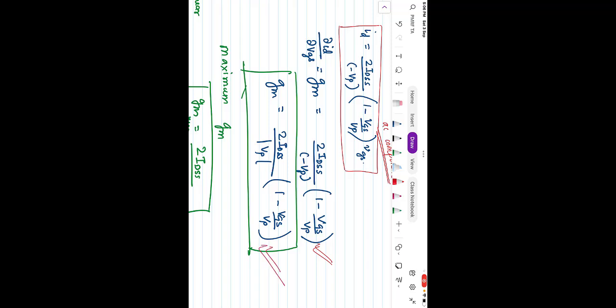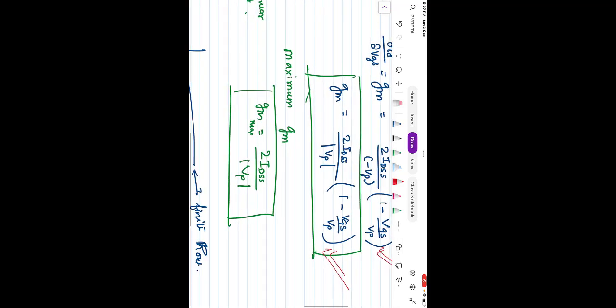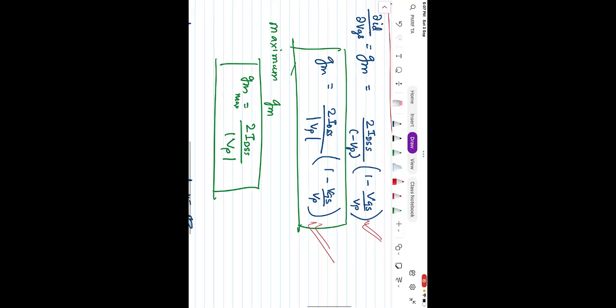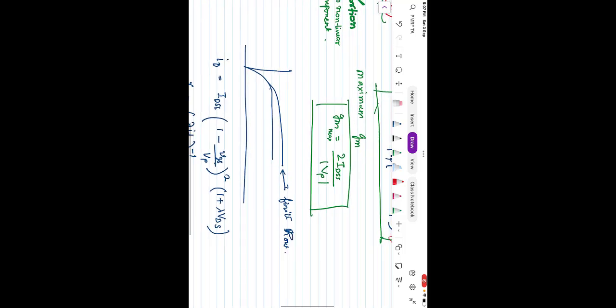So we will take Vp as a mod value, and not inside the bracket. We don't take Vp inside the bracket as mod, we take it only outside, right? And maximum gm is therefore given by 2 IDSS by Vp. Now there is this DC characteristics that we had seen earlier.